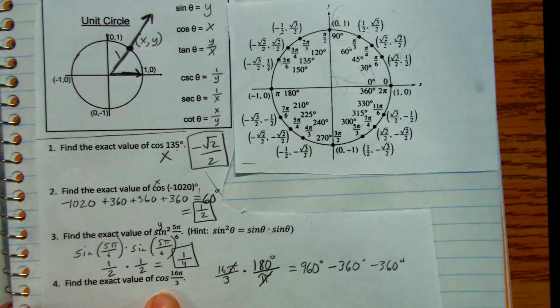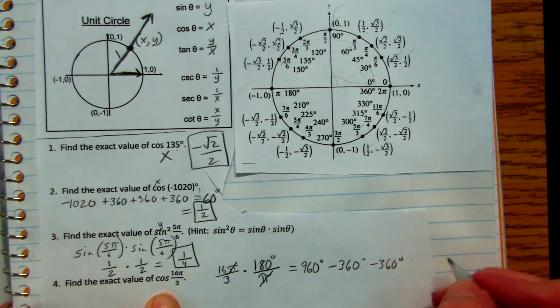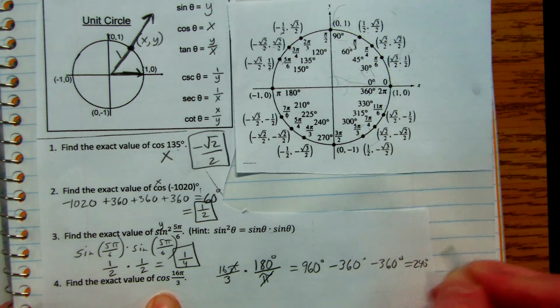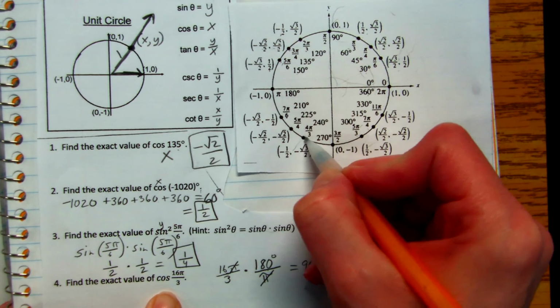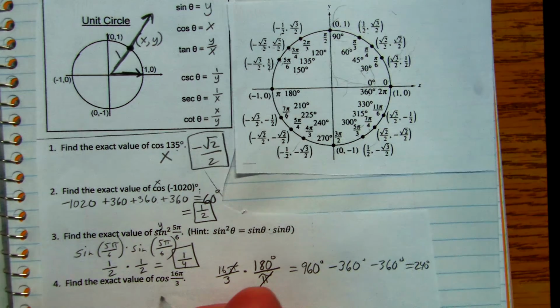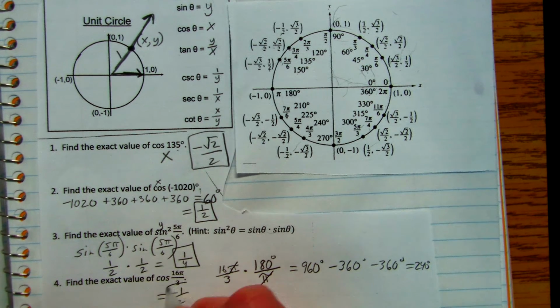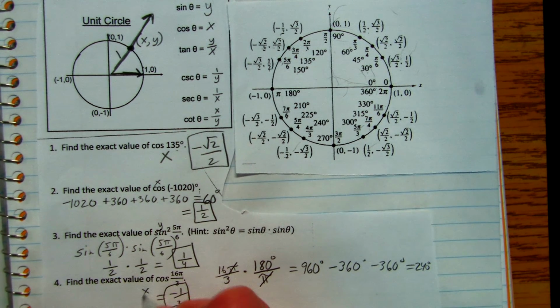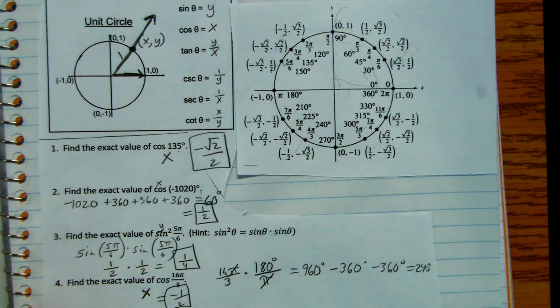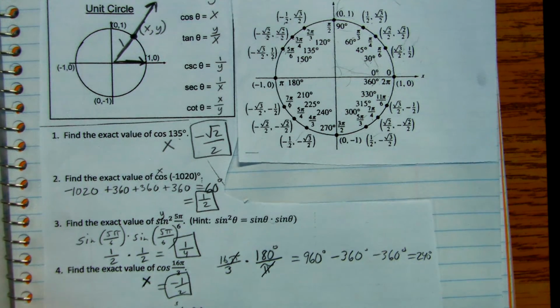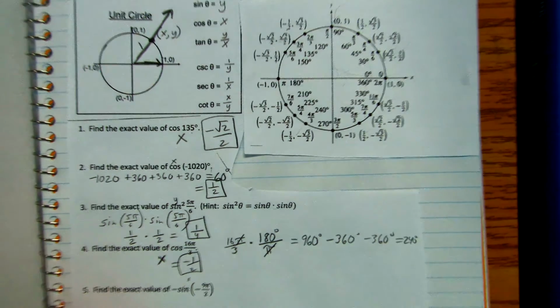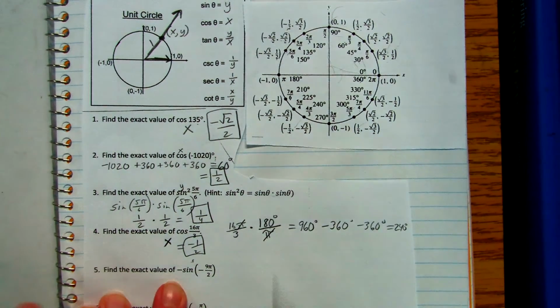So once I find the angle, I forgot to write down on this, it was 240. So once I find the angle 240, the x-coordinate is negative 1/2, and that's my answer. So remember that it's the x for cosine. Okay, so if I keep moving, I have to kind of still look at this chart.